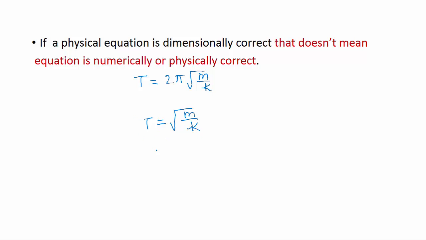But if you find the dimension of this equation, you would see the dimensions of both sides of the equation are T, and so this equation is dimensionally correct, but this equation is not actually correct, or you can say numerically correct or physically correct, because this equation would not give you the right value of this time period. You need to add 2 pi here, only then would this equation give you the right value of the time period. So, if a physical equation is dimensionally correct, that does not mean it's numerically correct also.